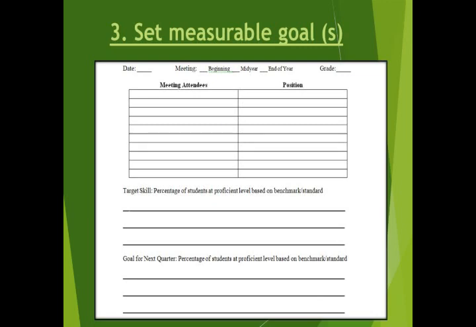So you'll see here that after you put your demographic information in, you have the target skill. That's the percentage of students proficient based on the benchmark standard. So X amount of students were proficient at phonemic segmentation fluency at the fall benchmark, and then our goal for our winter benchmark if we've already benchmarked in the fall. So what is our goal? Okay, when we come back after benchmarking in the winter, we're going to then set another goal for the next quarter.